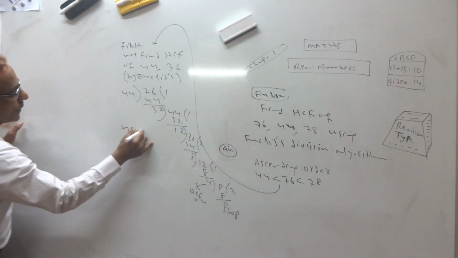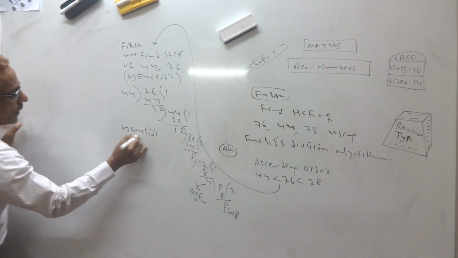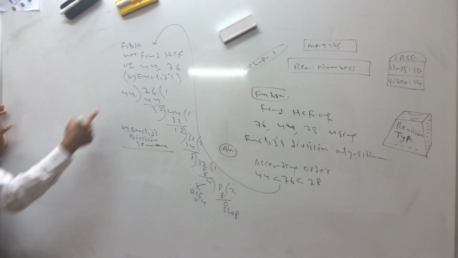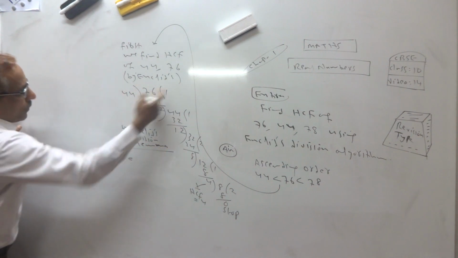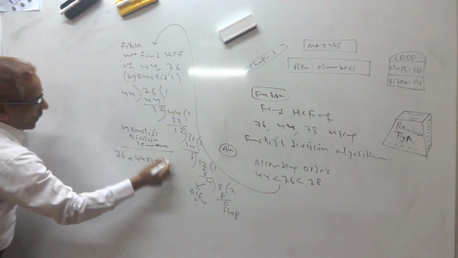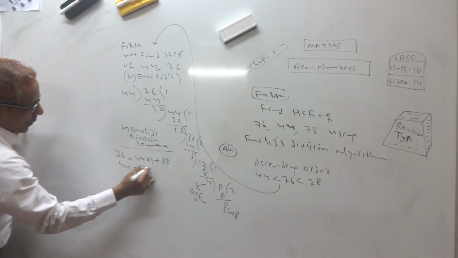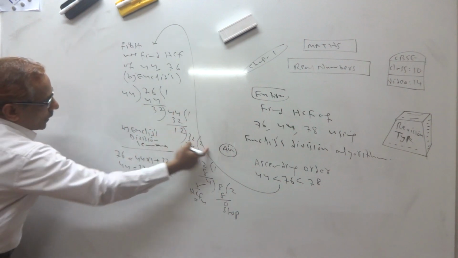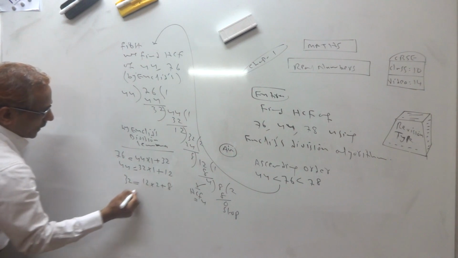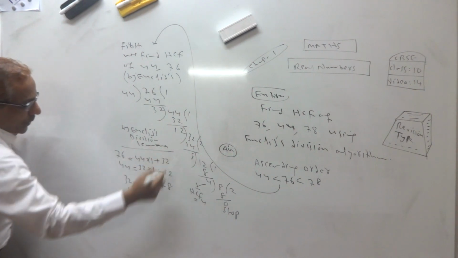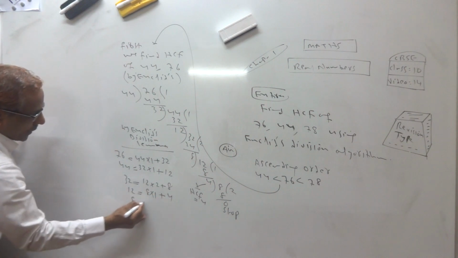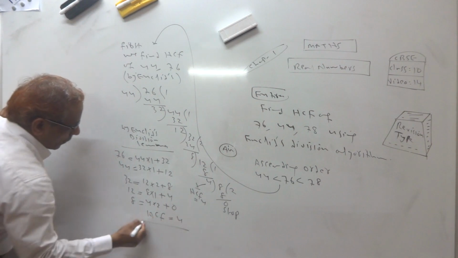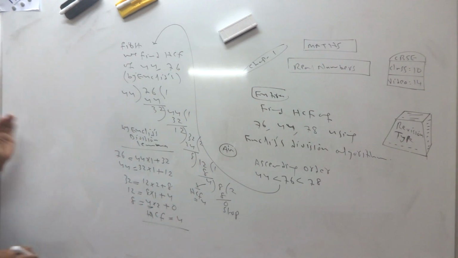Now explain by Euclid's division lemma. How do we explain that? A is equal to BQ plus R. Then 76 is equal to 44 into 1 plus 32. 44 is equal to 32 into 1 plus 12. Then 32 is equal to 12 into 2 plus 8. Then 12 is equal to 8 into 1 plus 4. 8 is equal to 4 into 2 plus 0. So what is HCF? 4. Okay, HCF is 4. Now what do we do?